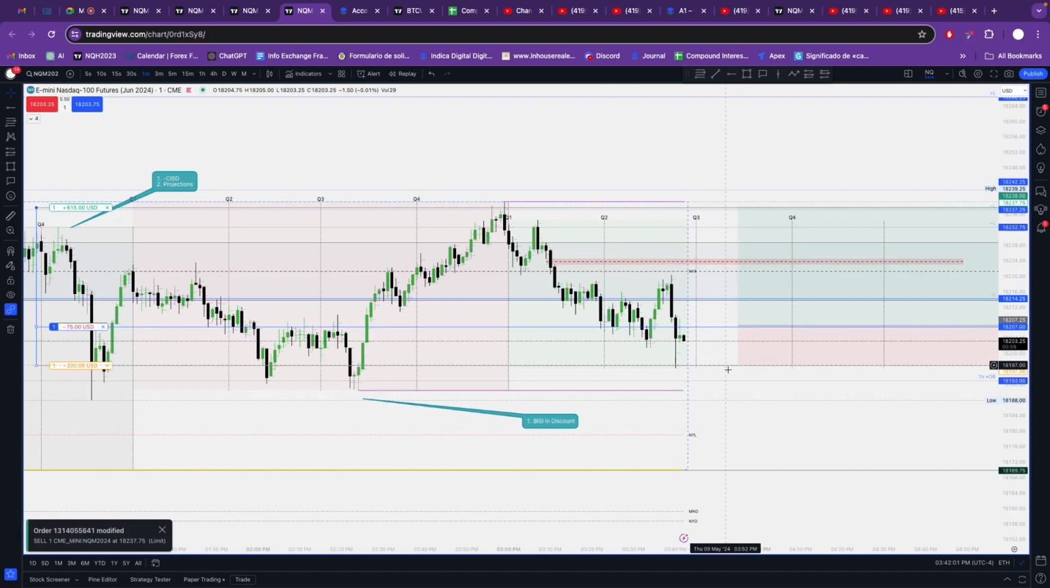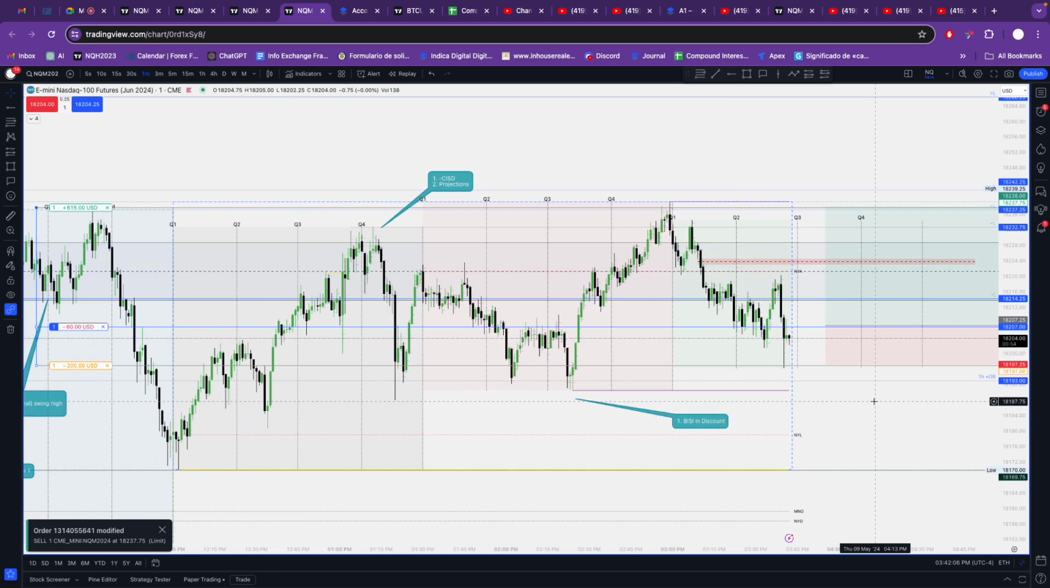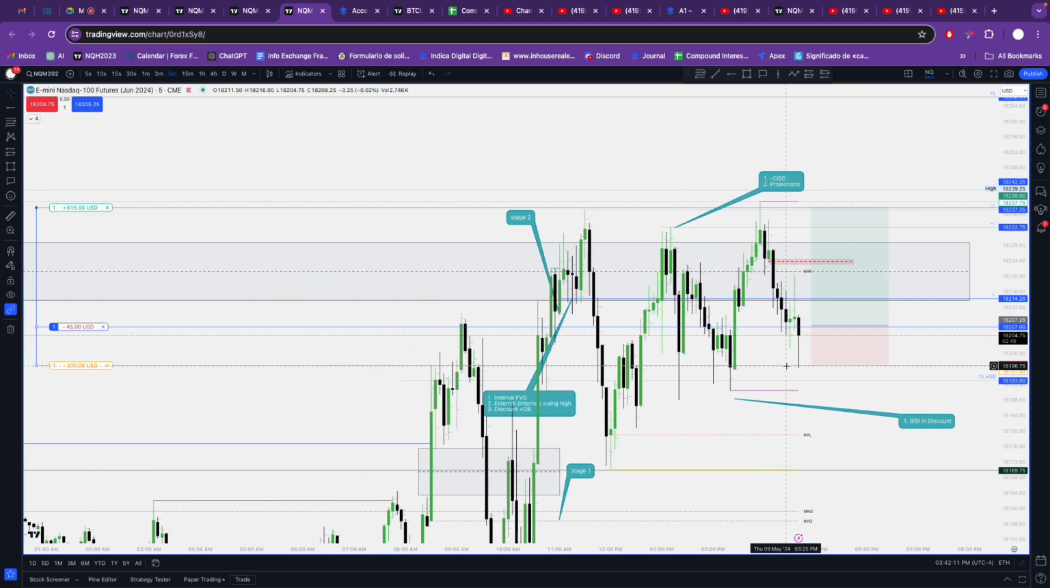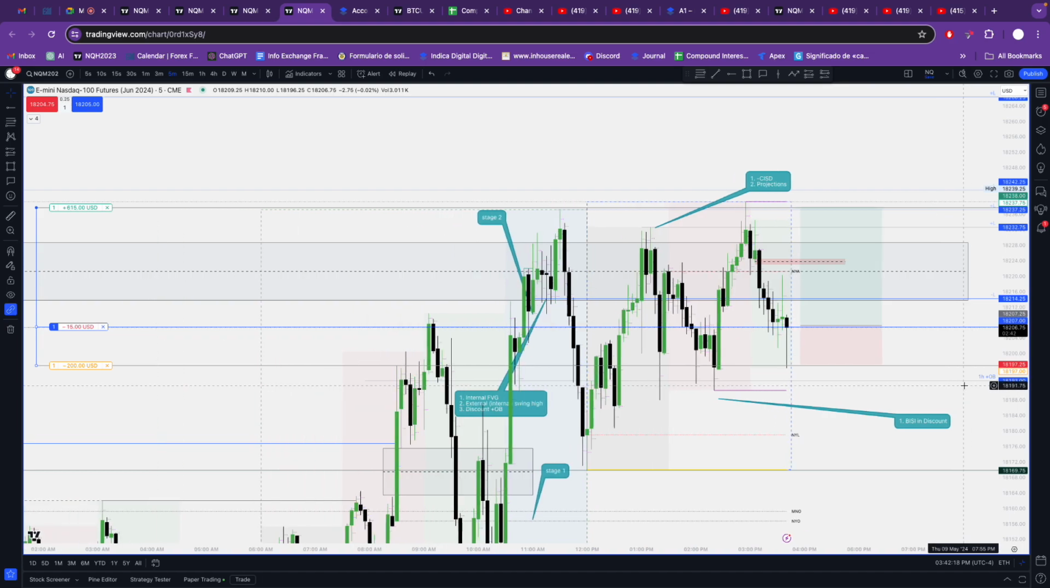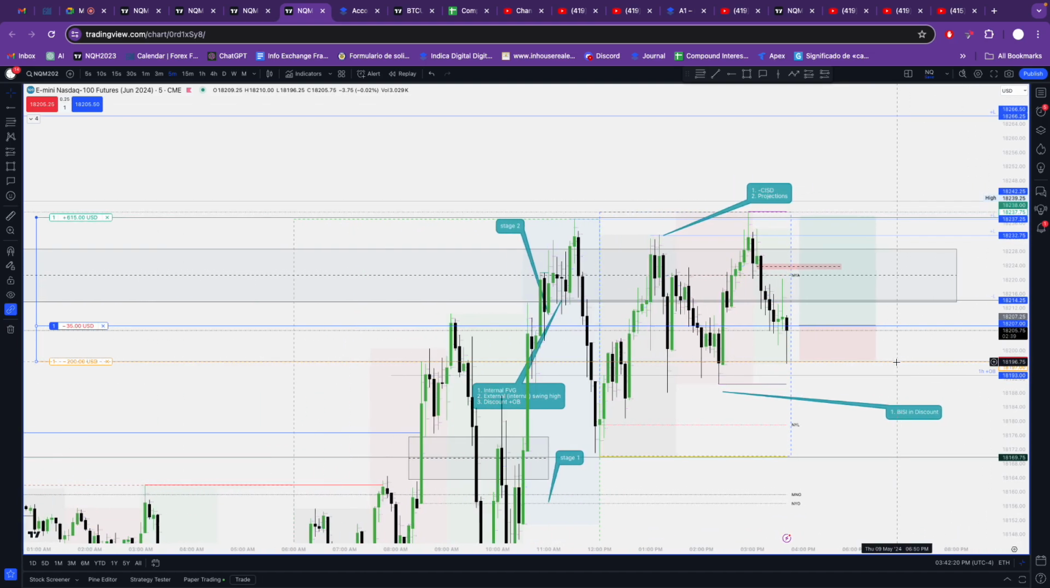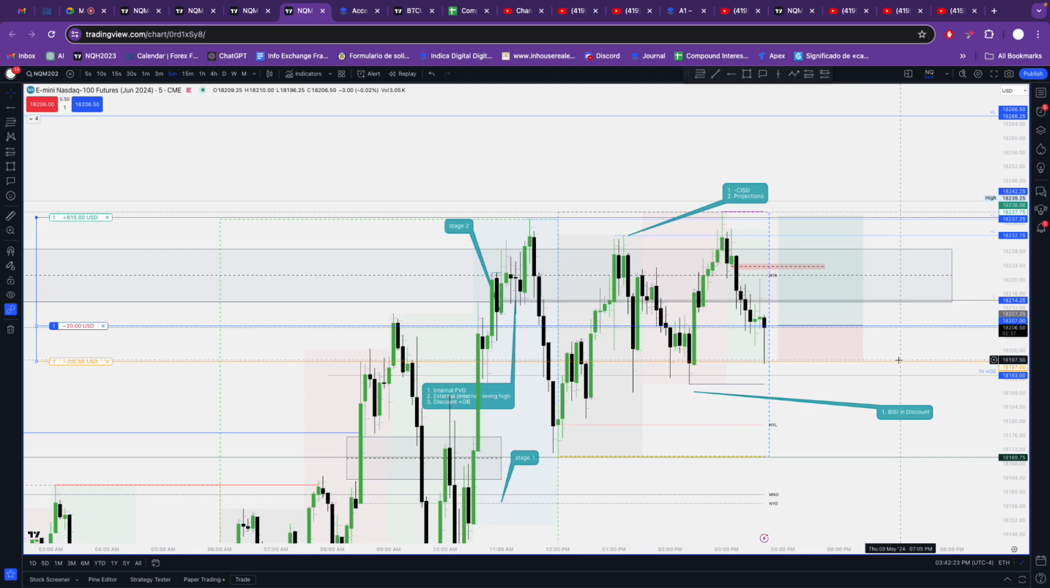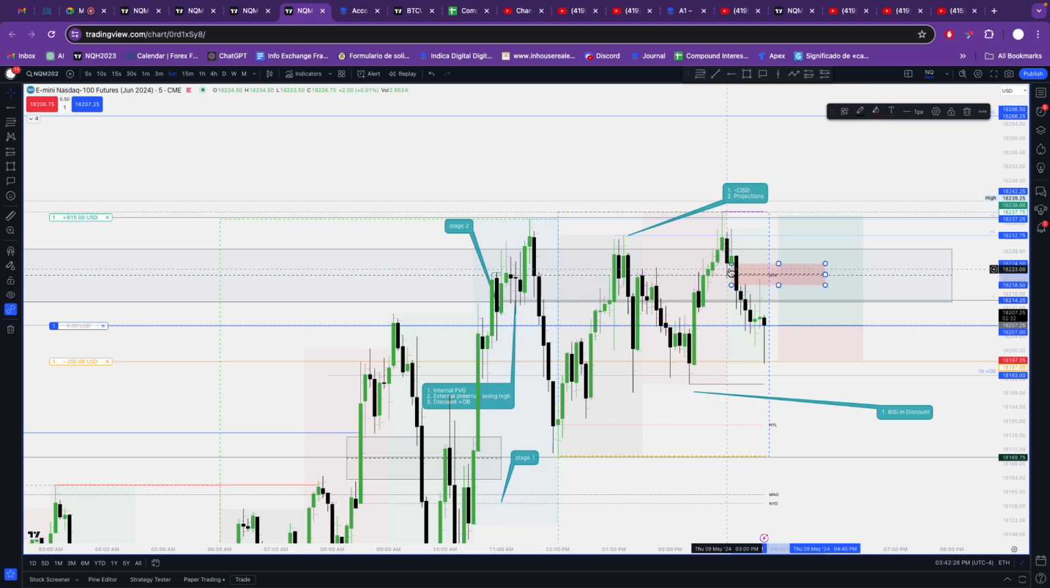If this works, I've got to explain why. If it doesn't work, I have to explain why. Well, 5 minute bull short block. Let's see how these last couple of minutes pan out. We did run into this fair value gap here where the bears are, and then we are back down here where our bulls are.